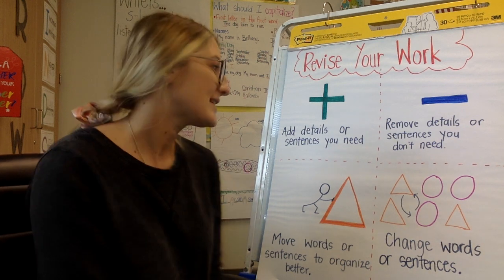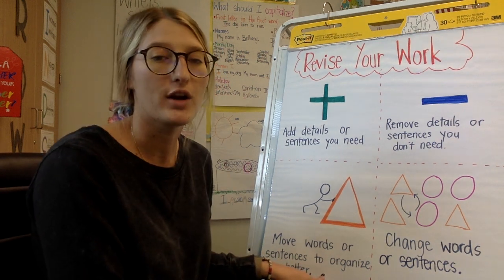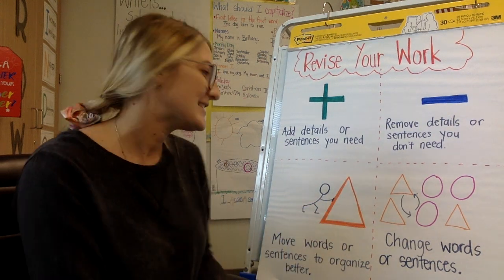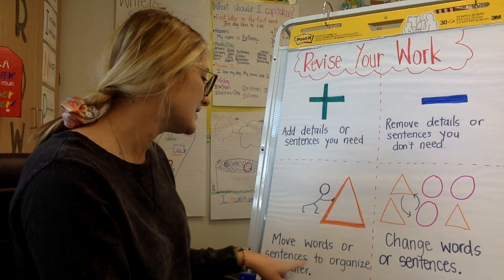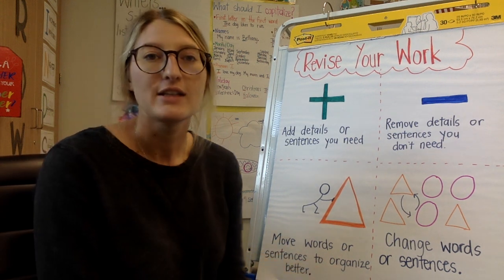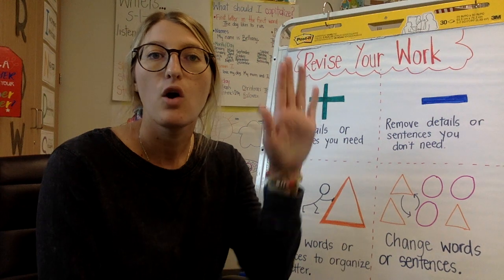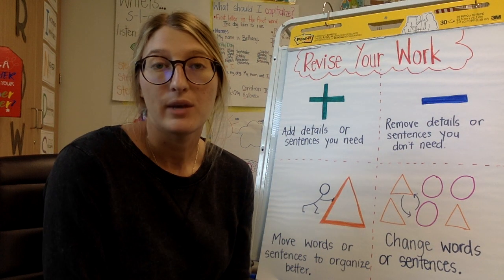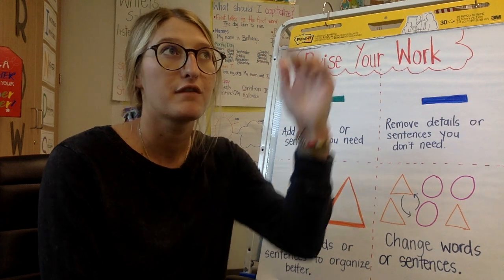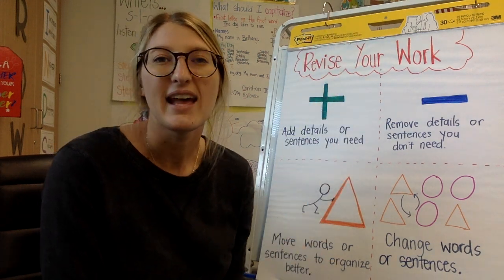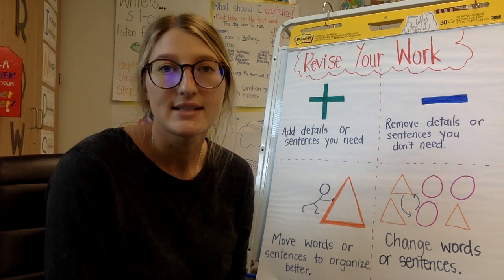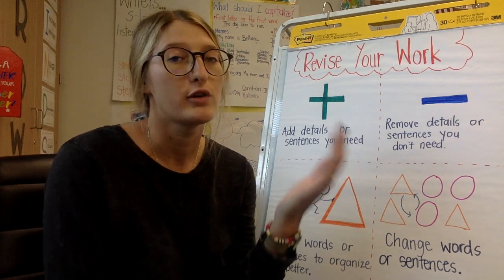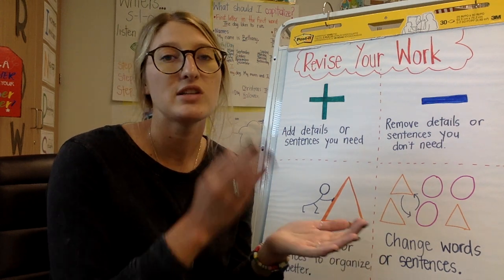All right, our next strategy to revise your work, we have our little triangle with someone pushing something, and that says that you can move words or sentences to organize better. So sometimes when we're writing, we write a whole bunch of sentences and they kind of get out of order. Just like we're learning in reading workshop a few weeks ago that we have to have first, next, and last, that's because we want things to be organized. So if you're writing about fishing, you're not going to talk about the fish you caught before you talk about the boat ride. You have to write things in order.